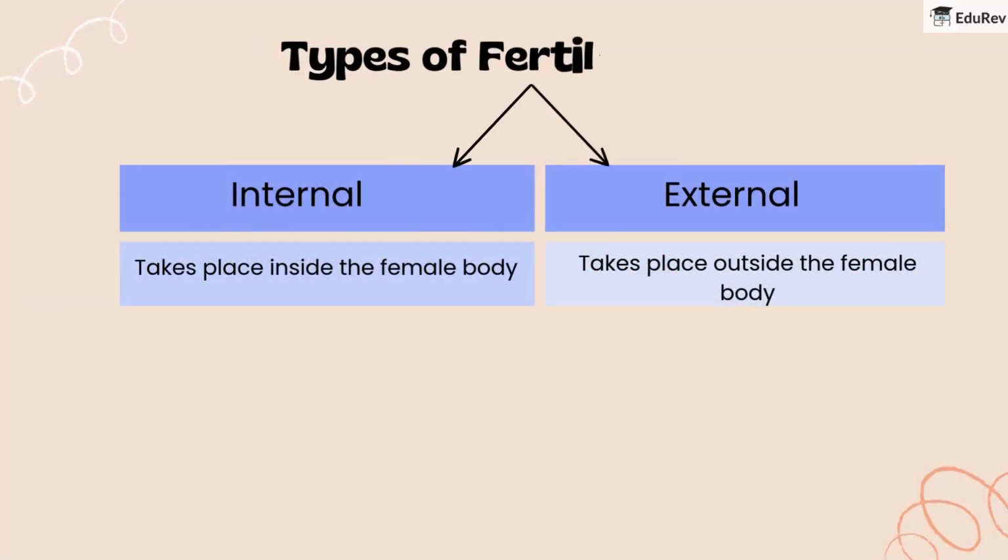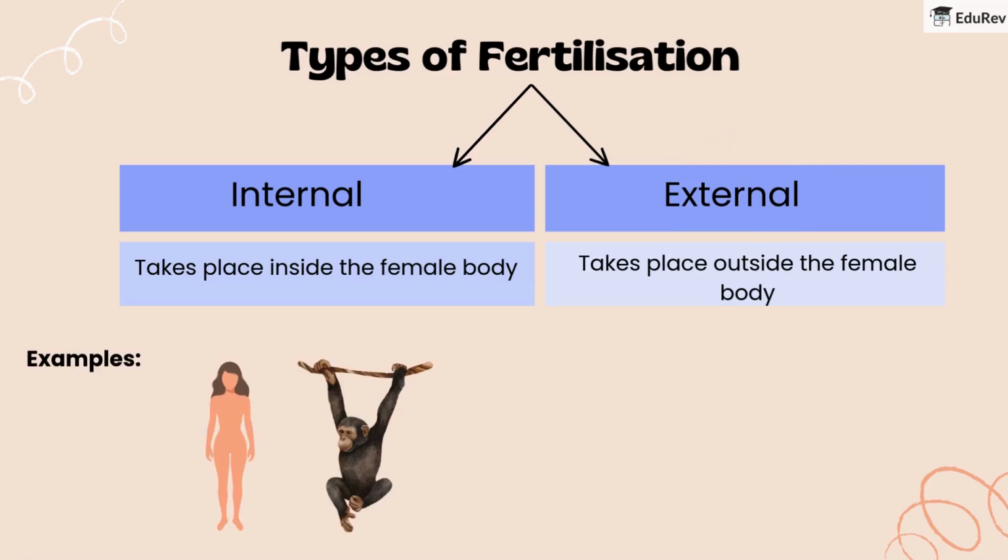Now, fertilization is of two types. Some animals have babies by fertilization happening inside the female's body, which we call internal fertilization. Others do it outside the female's body, in the environment, and that's called external fertilization. Examples of internal fertilization are humans and monkeys. An example of external fertilization is a fish.